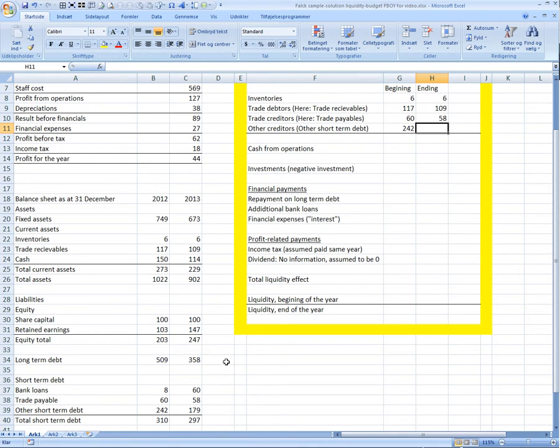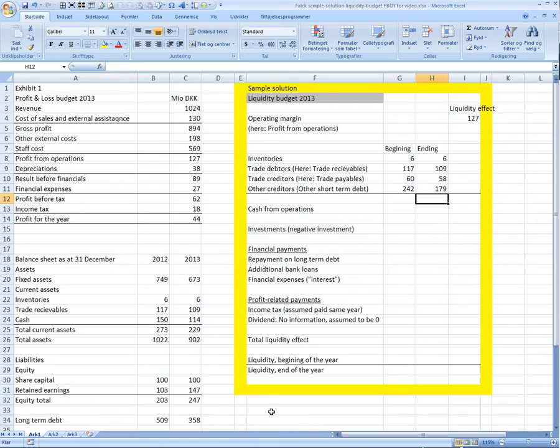Other creditors are short-term down here. Okay, and then comes the challenge we've had in class. The things we can observe here: are they good or bad? Are they plus or minus to the liquidity?